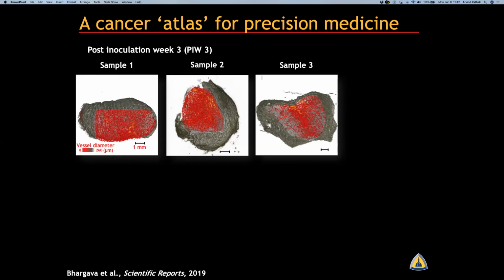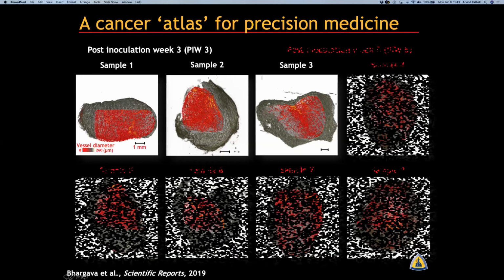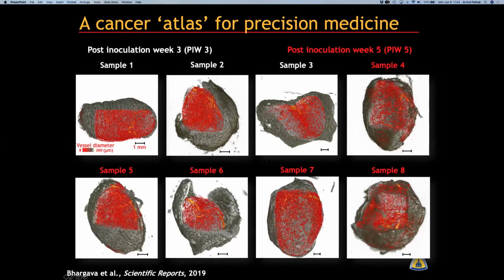We create an atlas of tumors developed in animal models. Shown here are MRI images. The soft tissue is shown in gray. That's a tumor, a breast tumor. In red, you see the blood vessels that supply the tumor. They're color-coded by their average vessel radius. These 3 samples mimic an early stage breast tumor, and these 5 samples mimic an advanced stage breast tumor.